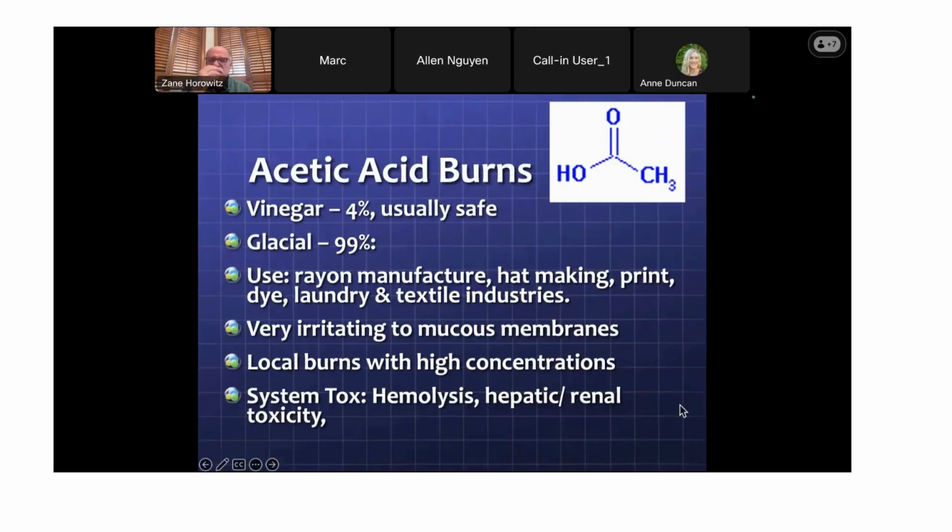Acetic acid is usually generally safe if it's a vinegar type of thing. That's usually not strong enough. However, there's glacial acetic acid used in industrial processes like manufacturing rayon and hats and laundry and textile industries. These can be pretty irritating and actually desiccating, and at higher concentrations can actually produce burns. You may get a little bit of systemic absorption with this and get hemolysis and hepatorenal toxicity as well. That's only with the super high strength glacial acetic acid exposures.